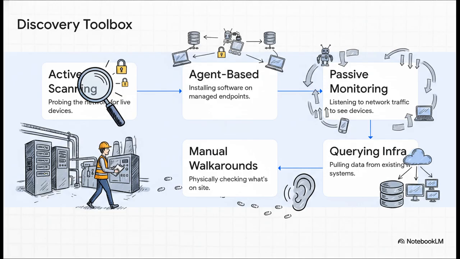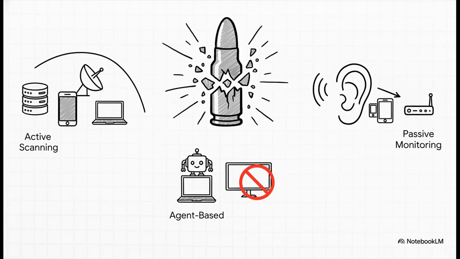You can also do passive monitoring. That's more like being a spy, just listening to all the network chatter to figure out who's talking to who. And sometimes it's as low-tech as it gets, a manual walk-around. Literally someone walking through a factory with a clipboard. But here's the kicker. Every single one of those methods has a blind spot. Your active scans can't see a device that's turned off for the day. Those agents, you can't install one on a smart TV or an old industrial controller. And passive monitoring only sees devices that are actually talking on the network. There's just no single tool that sees everything.